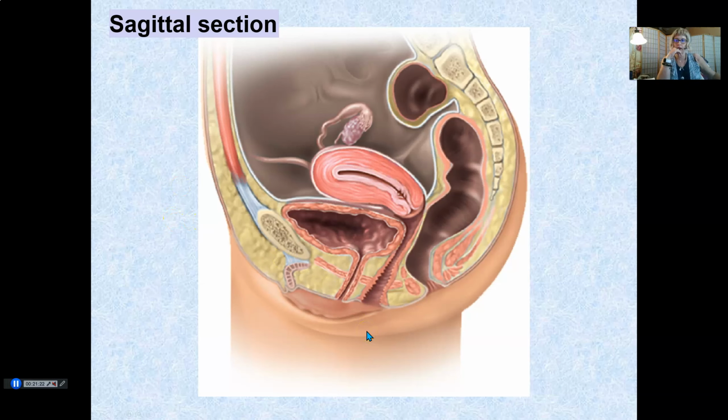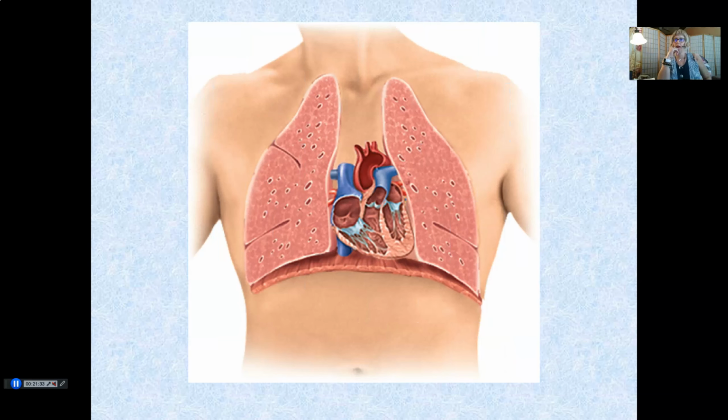All right, slide number 5 out of 38. Here we go. Let's test you on this one. I'm going to give you 5 seconds to tell me what this is. If I cut the body mid-sagittal, are you going to see it this way? If I cut the body frontal, are you going to see this? Or if I cut the body transverse, are you going to see this? What is it that we're looking at?